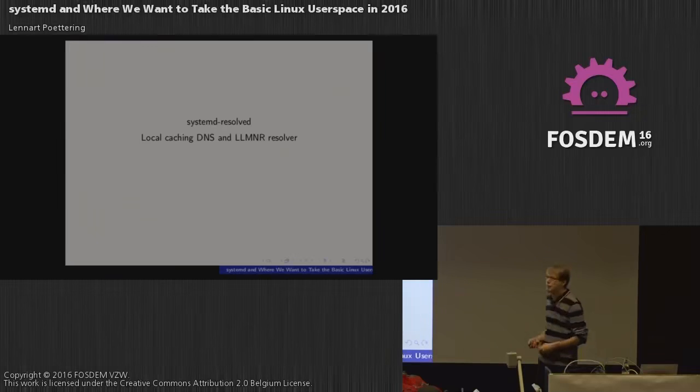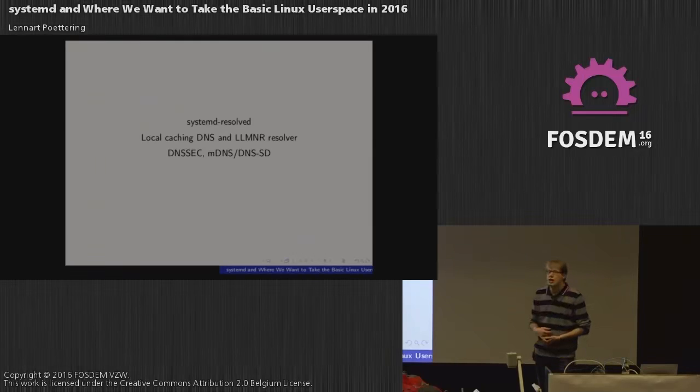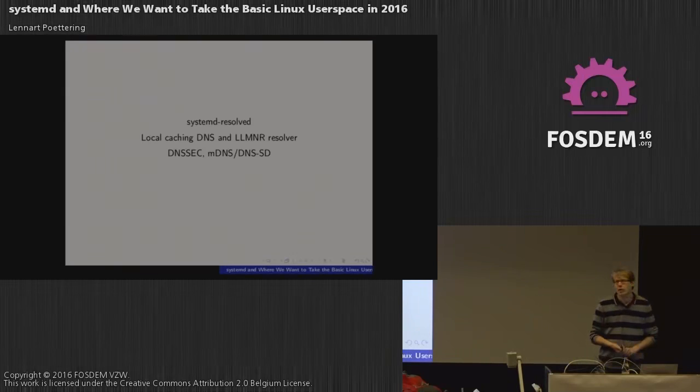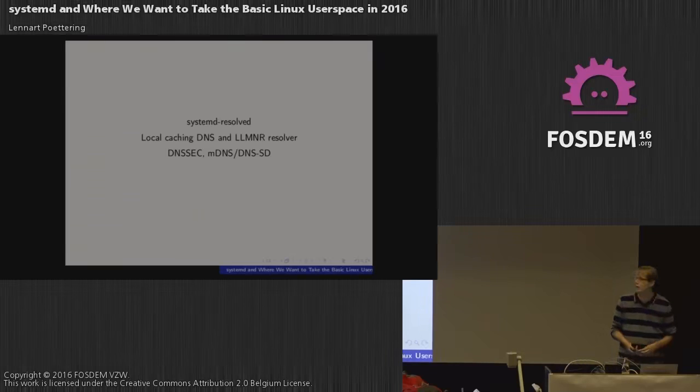It also does a protocol called LLMNR. LLMNR is like multicast DNS; Microsoft came up with that. It's basically about doing automatic name resolution in the local network. The more interesting thing, though, is that it does DNSSEC. DNSSEC is something where people want to secure the name servers on the internet. It's a set of relatively old standards. I saw people start experimenting with that 10 years ago or something like that.